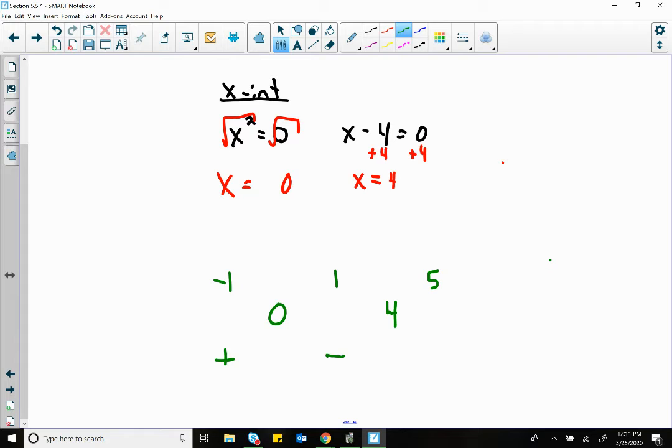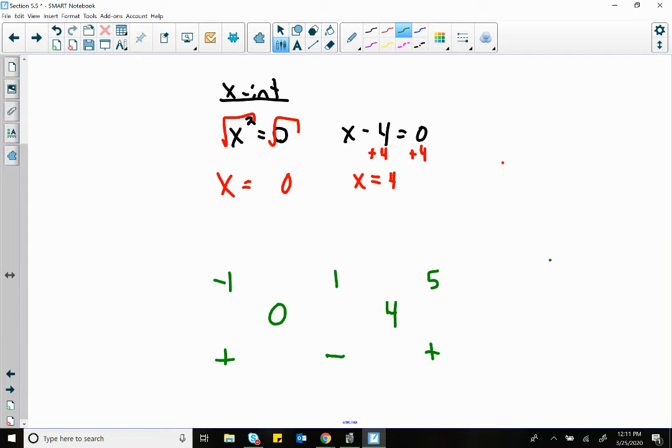negative. And then now I'm going to go to the 4. Okay. And I'm going to plug in the 5. So again, I'm just going to go up, grab the equation I had, plug in the 5, and I get a positive. Okay?